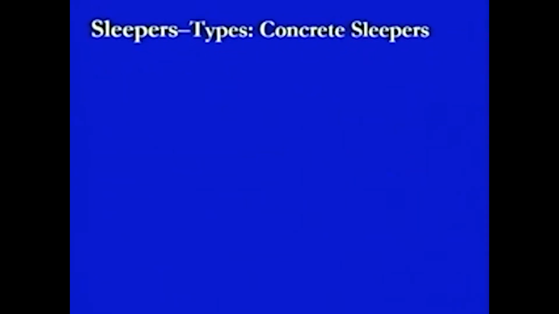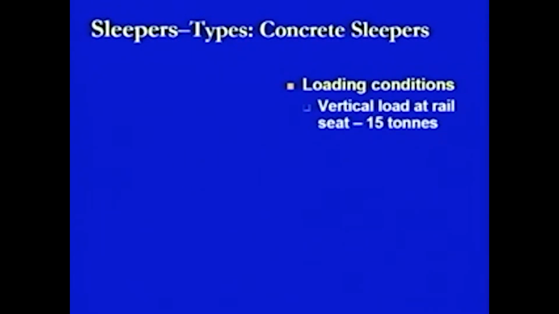Now, we come to another category of sleepers. These are the concrete sleepers. In the case of concrete sleepers, we have different types of loading conditions. So, we will be looking at first of all for what design these concrete sleepers are being taken up. The loading conditions are such that they should have the vertical load at the rail seat equivalent to 15 tons.